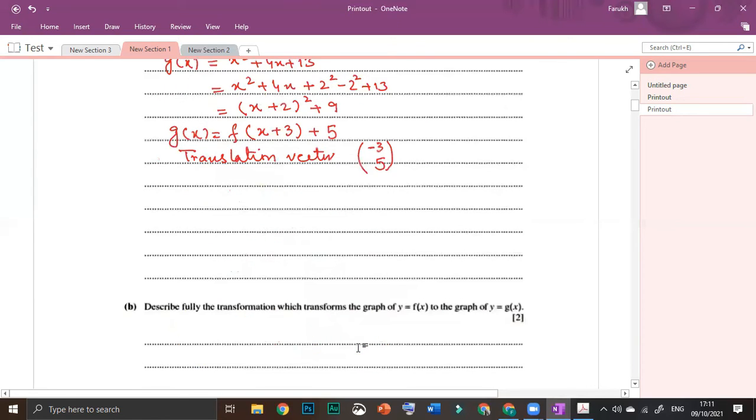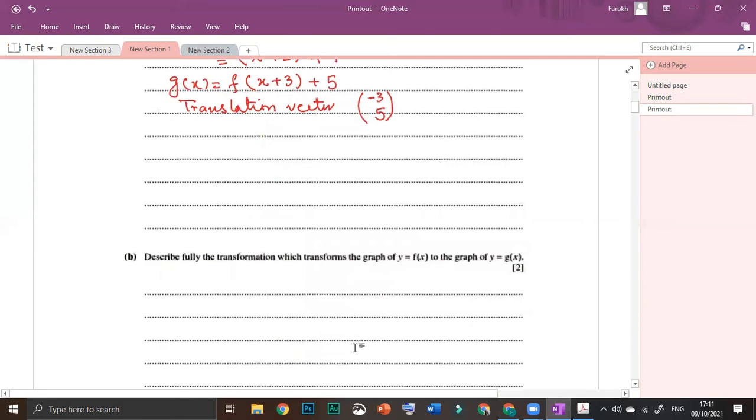Now part number 2. Describe fully the transformation which transforms the graph of y is equal to f of x to g of x. This one is the translation vector. I have told you earlier that this transformation is a translation with vector minus 3 and 5, because in the equation there is x plus 3 and we will subtract from the x coordinates, and the change of y is as it is.